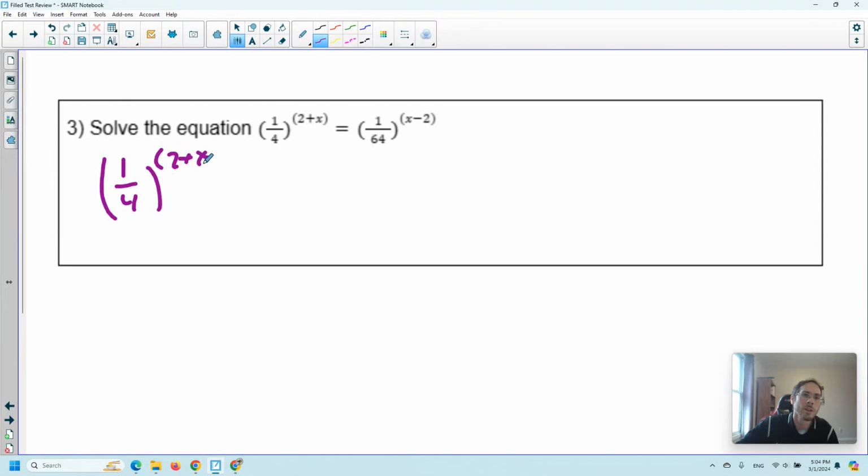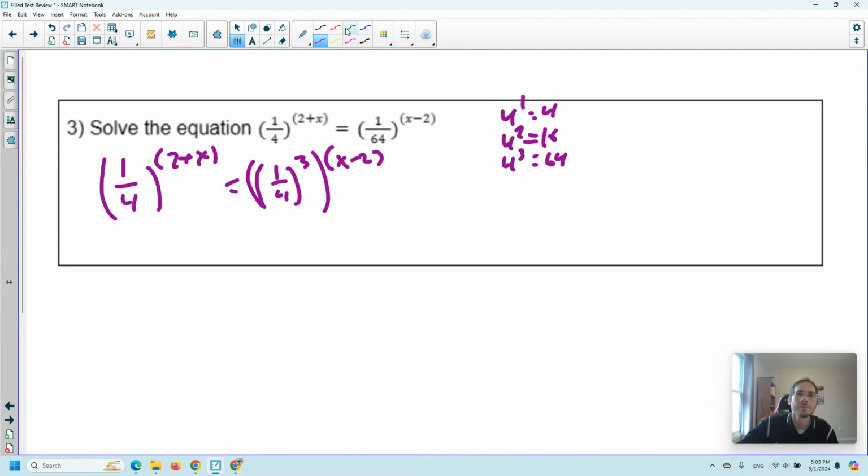So we get 2 plus x. I need to turn 64 into 1/4 to a power, so I have to think about powers of 4, because that's what I have over here. 4 to the first is 4, so that's not the right choice. 4 to the second is 16, that's not the right choice. 4 to the third is 64, so that's what we want. So this is 1/4 to the third, because 4 to the third would be 64. And this is all still to the x minus 2.